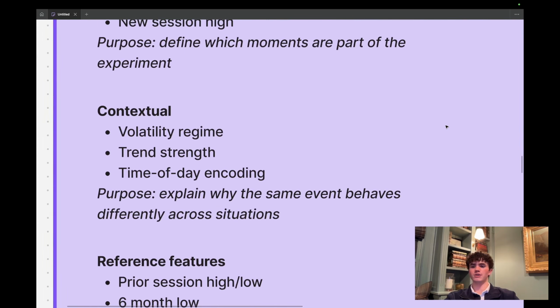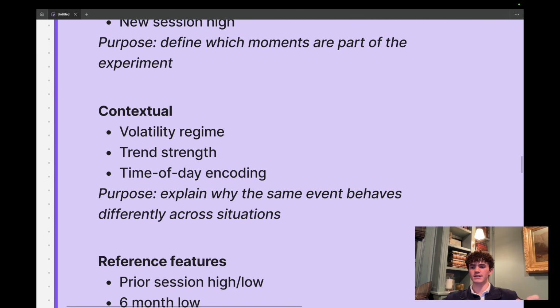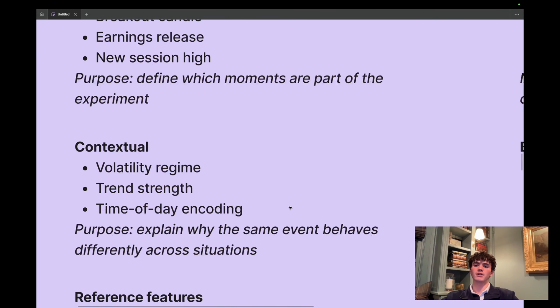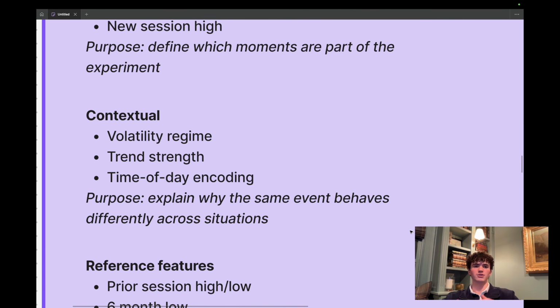Then we have contextual features, which we saw some of earlier, like volatility regime, trend strength, time of day encoding. The purpose of these is to try to explain why the same event might behave differently across different situations. So say we just had these features, the breakout candle and forward returns, and we were trying to establish a relationship. We can't really do much with that.